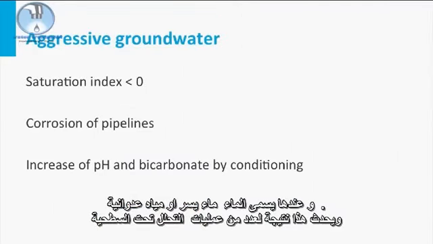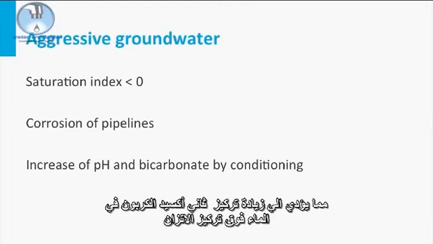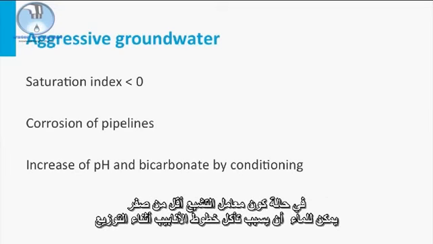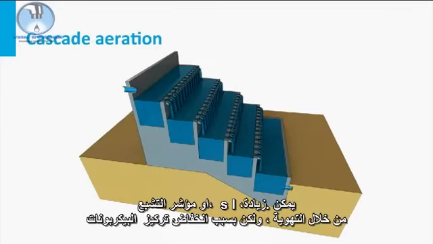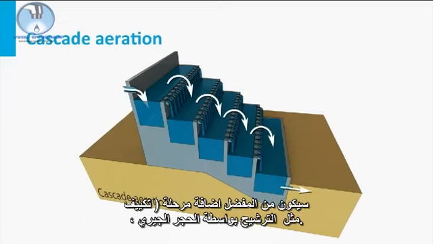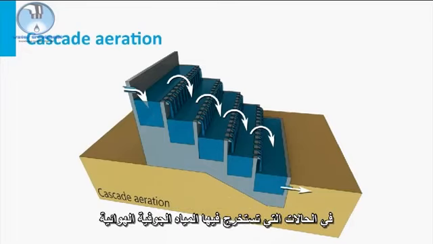This is caused by a number of subsurface breakdown processes resulting in carbon dioxide in the water above the equilibrium concentration. With the saturation index below zero, the water can corrode the pipelines during distribution. The saturation index, or SI, can be increased through aeration. But because of low bicarbonate concentrations, it may still be recommendable to apply a conditioning step, such as limestone filtration.